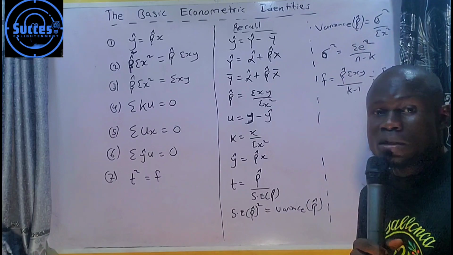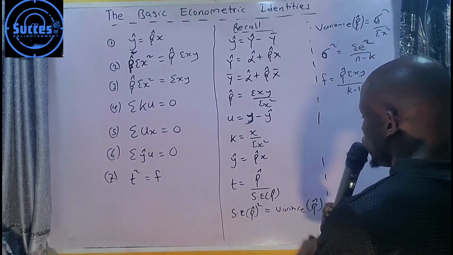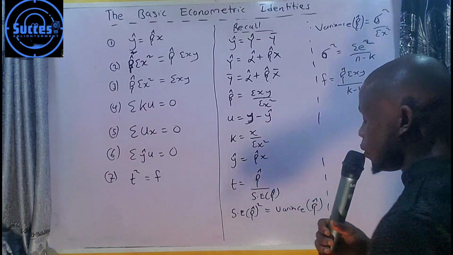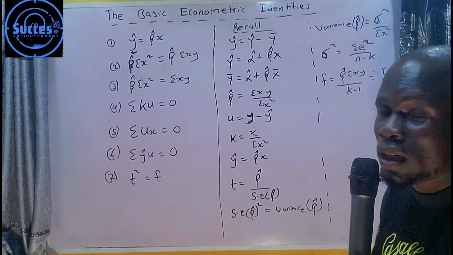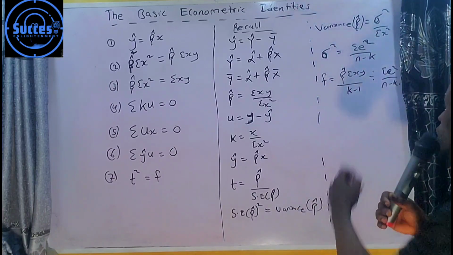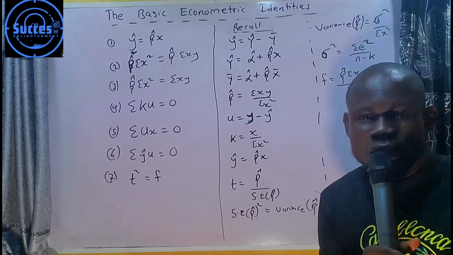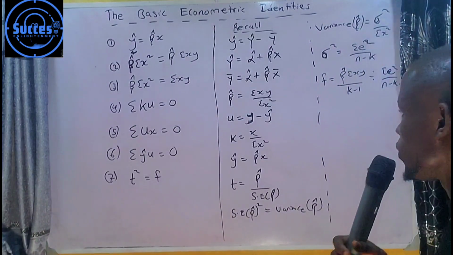Standard deviation is the square root of variance. So therefore our variance will be the square of the standard deviation of beta cap, and our variance is sigma squared divided by summation x squared. Now what is sigma squared? Sigma squared is summation e squared all over n minus k, where e is a residual.